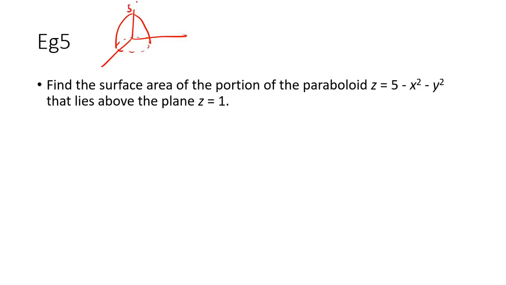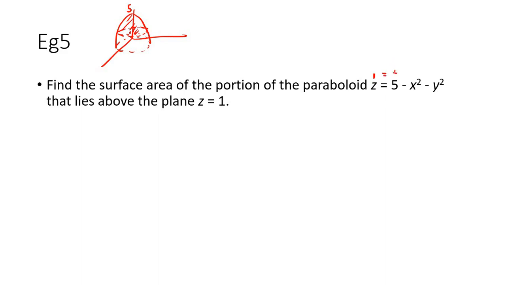This is pi. Okay, we are finding the surface area of this paraboloid, but not down to z equal to 0. It only goes up to, let's say, this is 1. We find the portion up to here, above the plane z equal to 1. Let's say here z equals 1, the circle here. We put it here, z equal to 1.